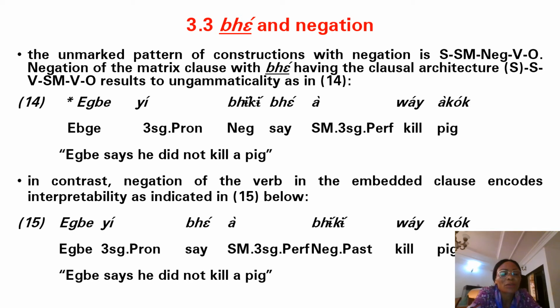We notice in this language that the unmarked pattern of constructions with negation is S, SM, neg, V, and O. In particular, negation of the matrix verb clause with ver having the clausal architecture S, S, V, SM, V, and O results in ungrammaticality as in 14. In contrast, the negation of the verb in the embedded clause encodes interpretability as indicated in 15 below.